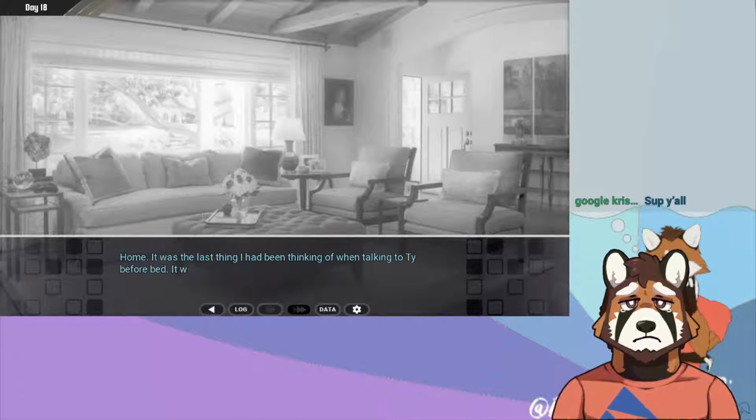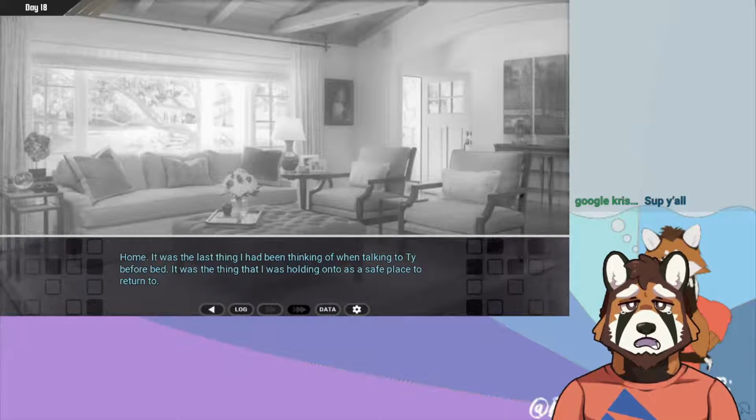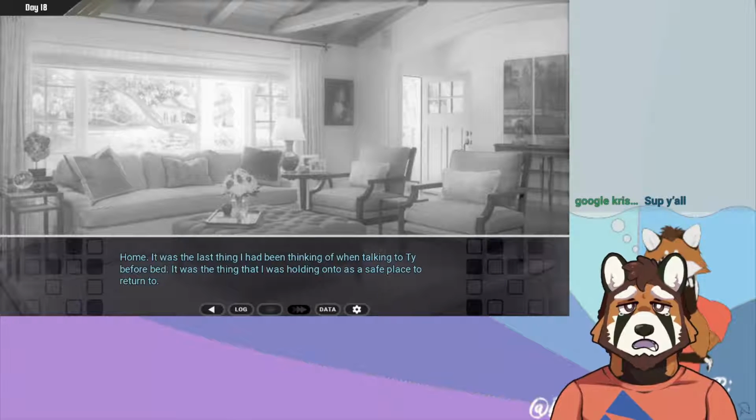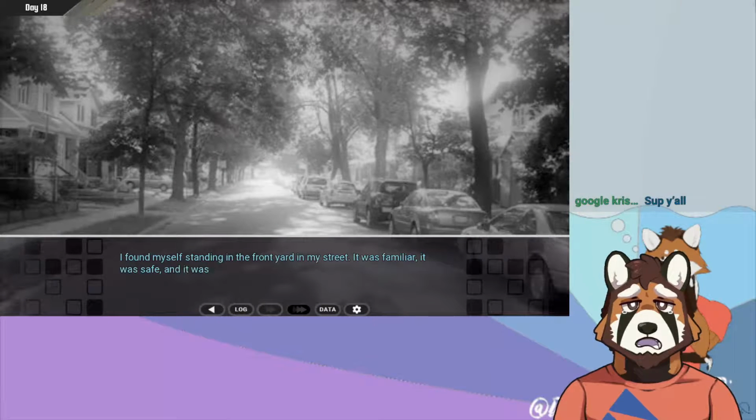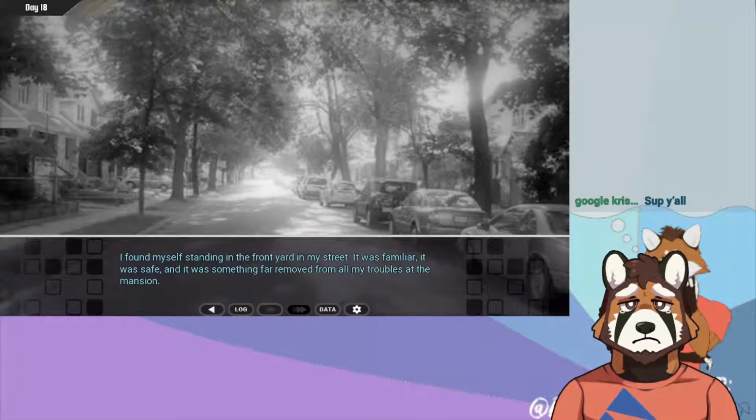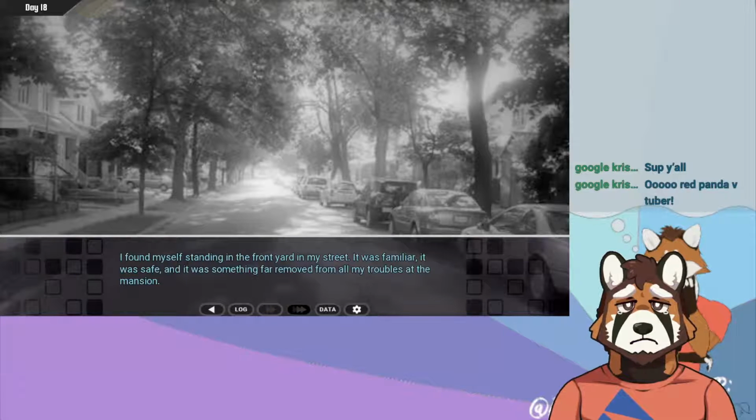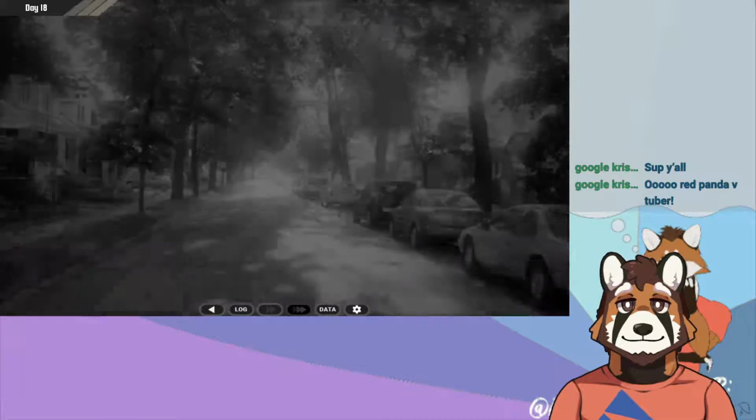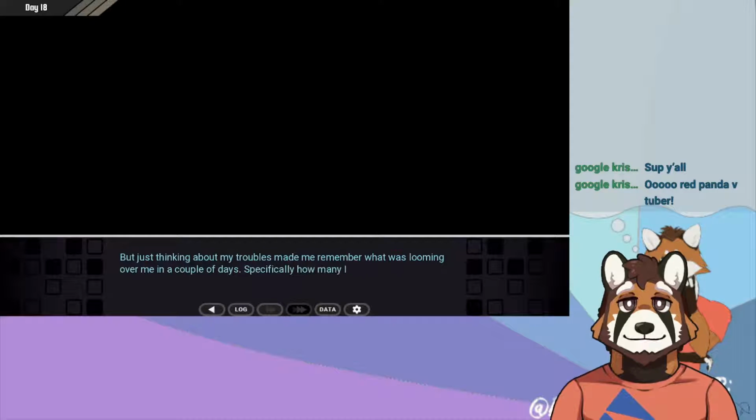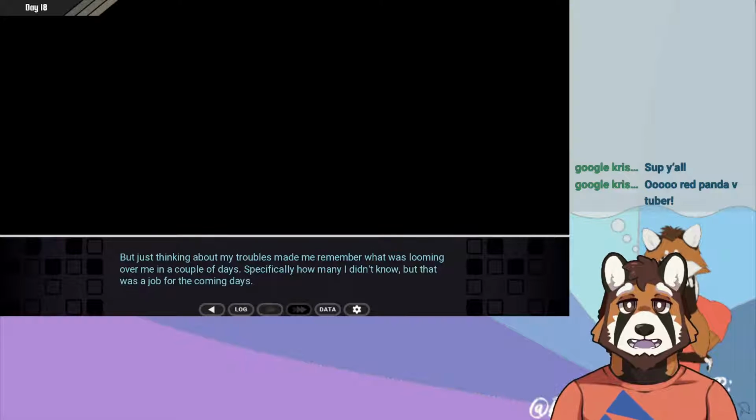Home. It was the last thing I had been thinking of when talking to Ty before bed. It was the last thing I was holding on to as a safe place to return to. I found myself standing in the front yard in my street. It was familiar. It was safe. And it was something far removed from all my troubles at the mansion. Nostalgic times, aren't they? But just thinking about my troubles made me remember what was looming.